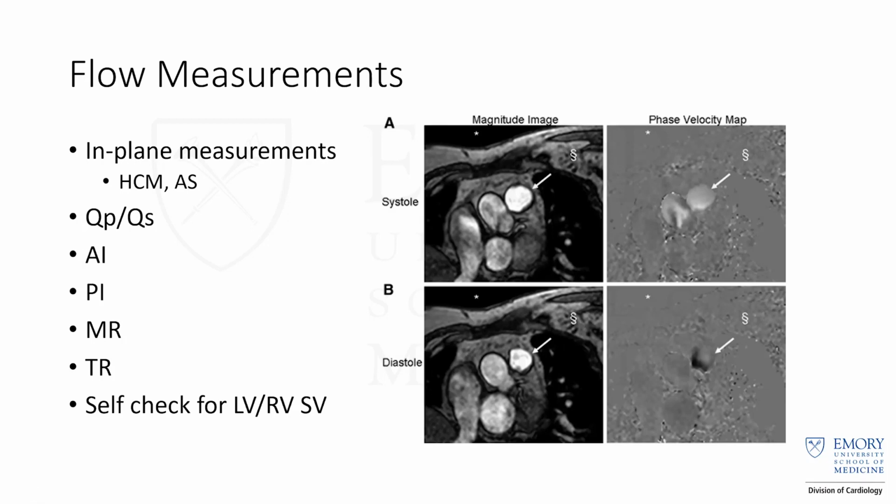You can also do in plane measurements where you're parallel to flow. And this won't quantify it, but it will show you areas of potential flow acceleration, which is helpful in patients with hypertrophic cardiomyopathy or AS.